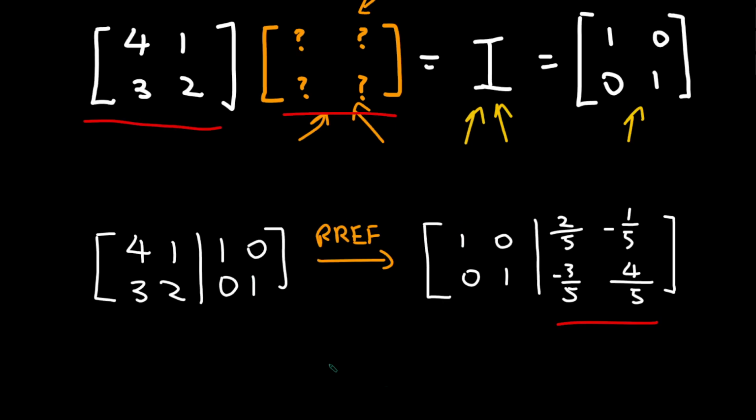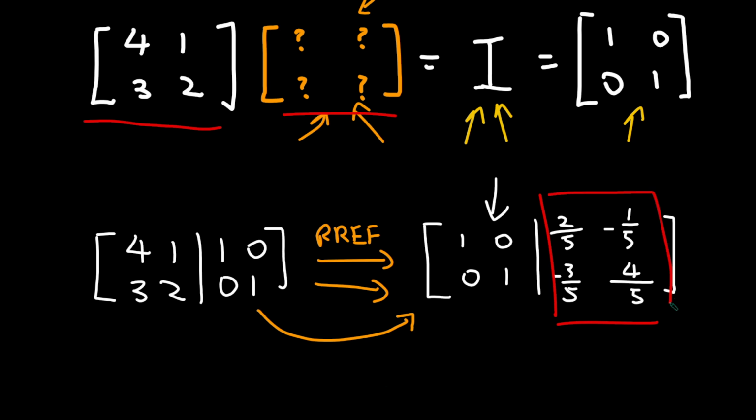All I have to do is take my original matrix, 4, 1, 3, 2, and add on 1, 0, 0, 1 on the side, and I just take RREF. I can plug this into my calculator or do this by hand until I get 1, 0, 0, 1 on the left-hand side, and on the right-hand side I'm left with these four numbers, and I claim that these four numbers are the inverse of 4, 1, 3, 2.